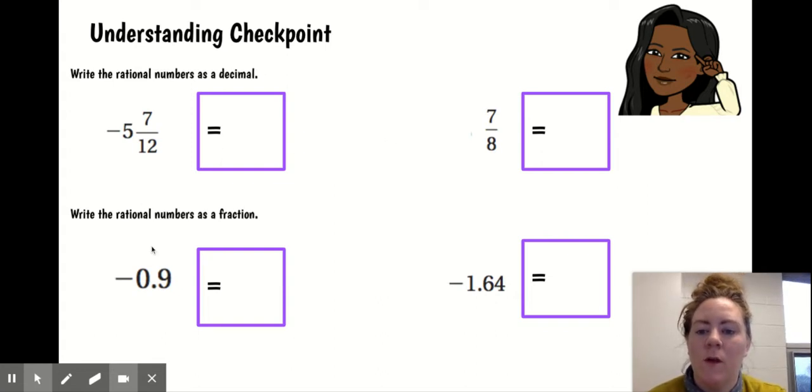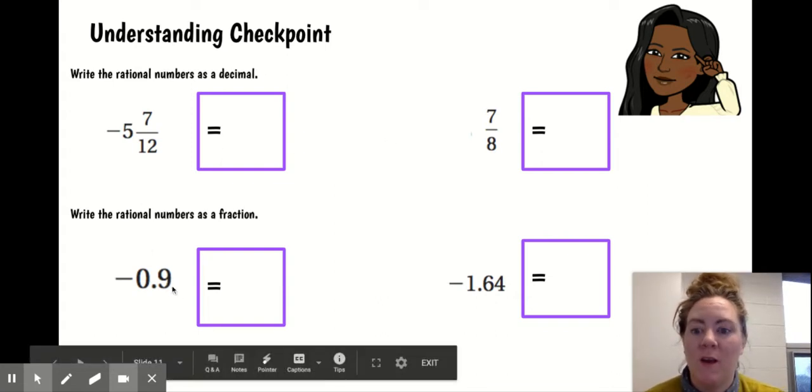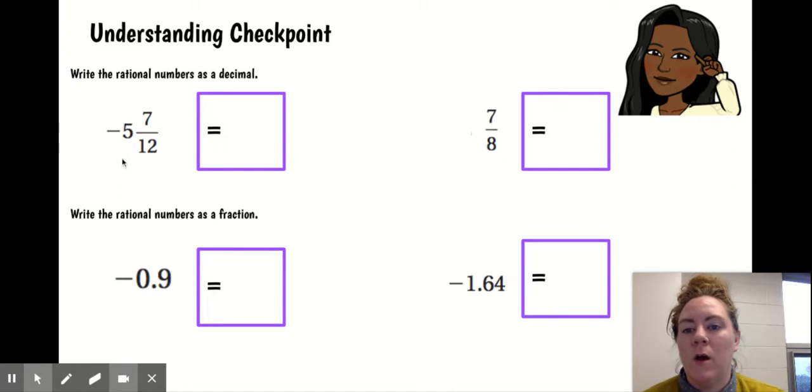All right, guys, remember that Monday we went over how to write a rational number that is a decimal as a fraction, and how to write a rational number that is a fraction as a decimal. It can go both ways. Fractions can be written as decimals, decimals can be written as fractions.